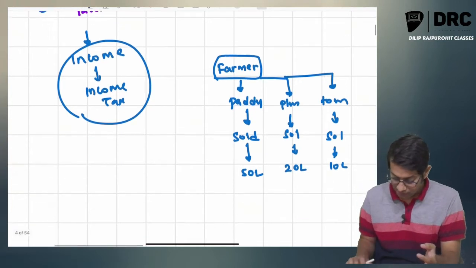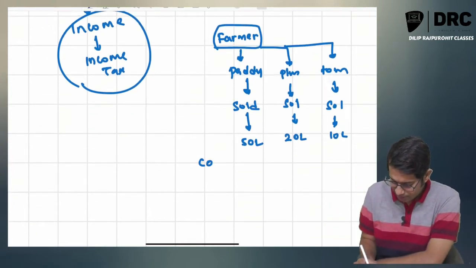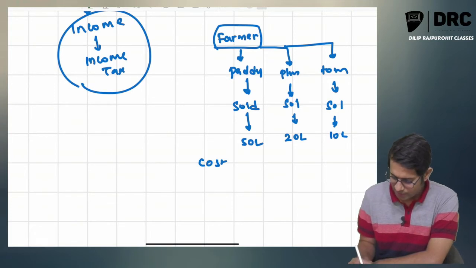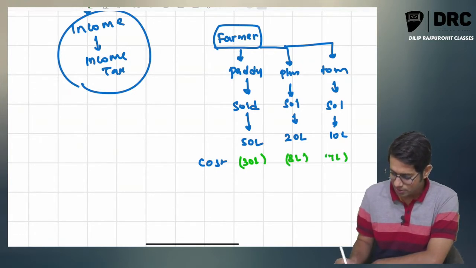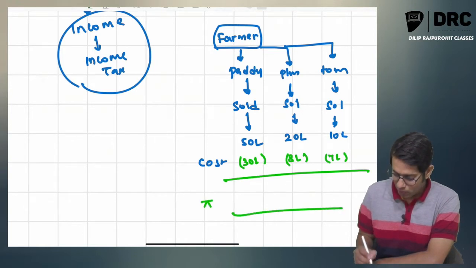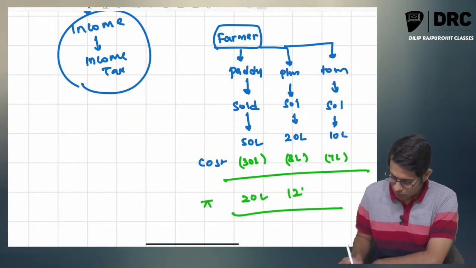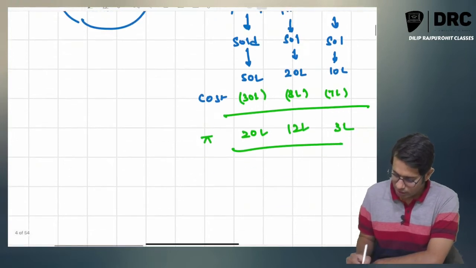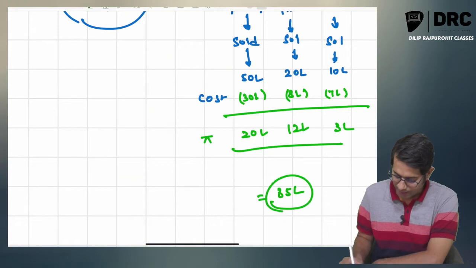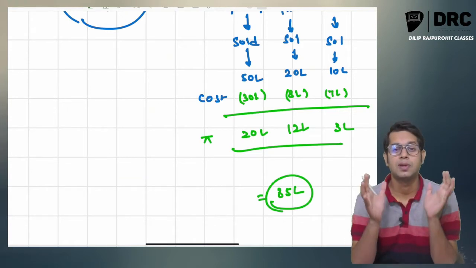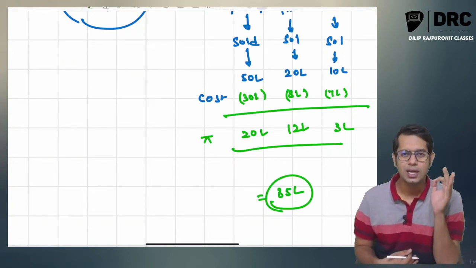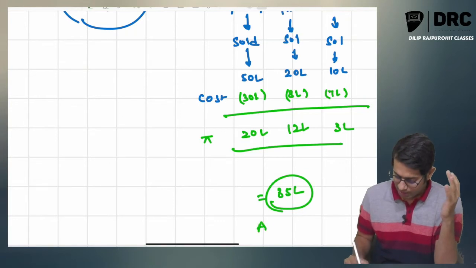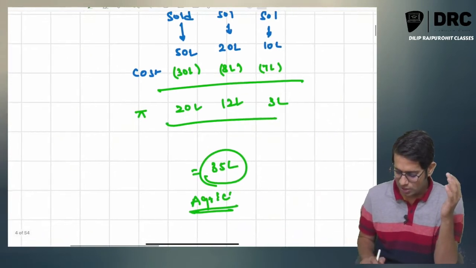Okay, this is my selling price. Now the cost which is incurred by me is say, for paddy I incurred 30 lakh rupees, for pulses I incurred 8 lakh rupees, for tomatoes I incurred 7 lakh rupees. So if you see, net to net my profit is 20 lakhs, then 12 lakhs and 3 lakhs. So net to net my profit will become 35 lakhs. So I have made a total profit of 35 lakhs by doing what? Agricultural activity.